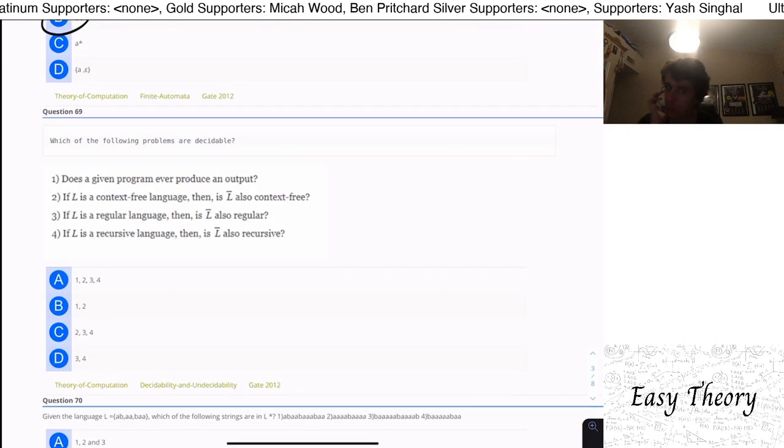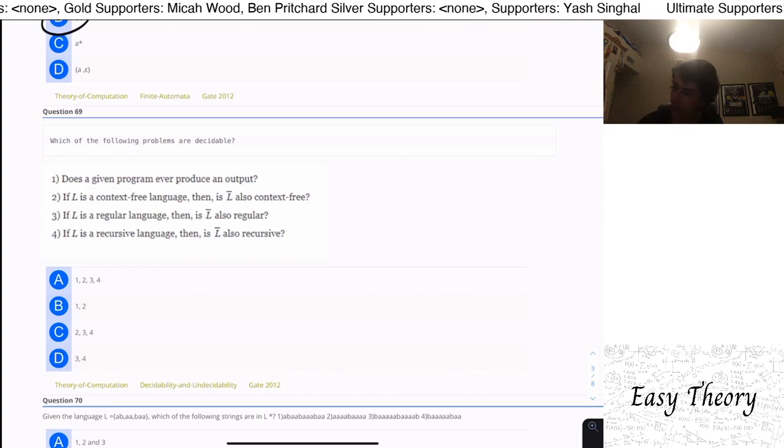Which of the following are decidable? Does a given program ever produce an output? No, that's not decidable. No. Yes, that's true. Recursive is also recursive. Yep. So 3 and 4.